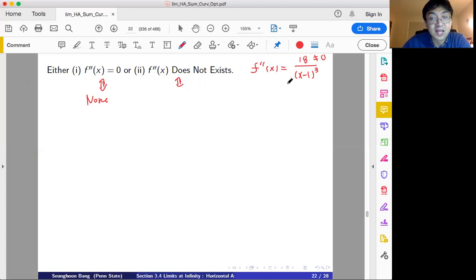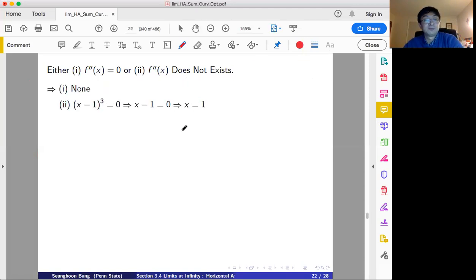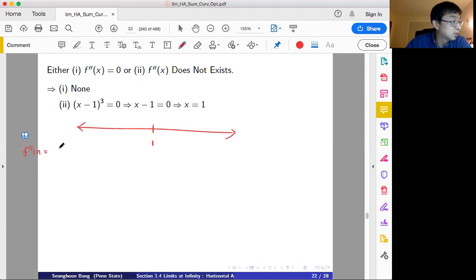Second derivative does not exist. Bottom one equal to 0. X is exactly 1. We have 1 point like this. The next is, so you can draw, this is only 1. So what's the second derivative? The second derivative is 18 over (x minus 1) cubed.